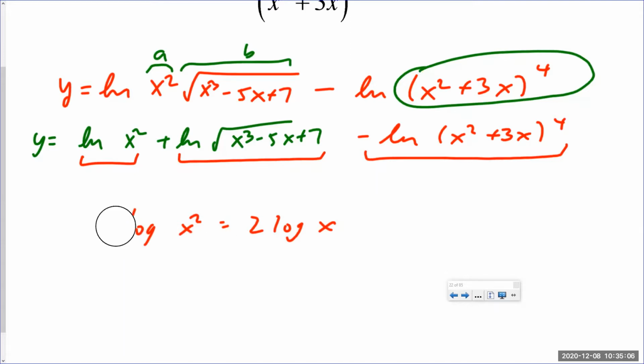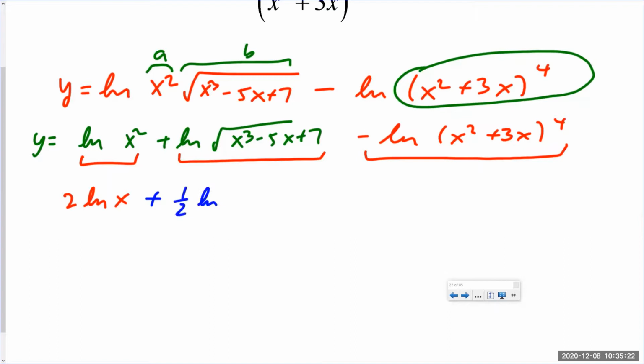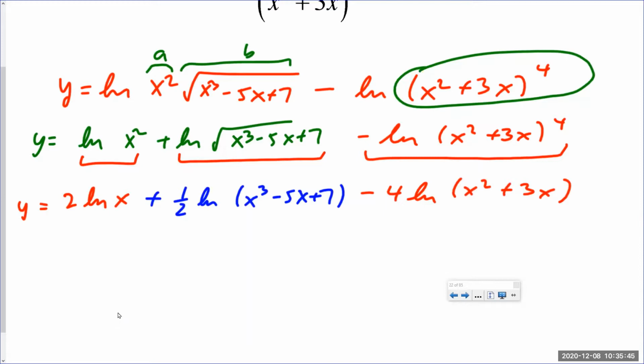And so if that's true, do you see an exponent on this? 2, right? So this is actually 2 ln of x, okay? Now this is a little bit tricky, but do you see an exponent on this? 1/2, right? So this is actually 1/2 log of x cubed minus 5x plus 7. And then finally, do you guys see an exponent on this? The 4, right? And the exponent has to be on the whole thing, the whole u, and it is, okay? So this would be minus 4 log x squared plus 3x. Okay, this is your y. I still haven't taken the derivative.